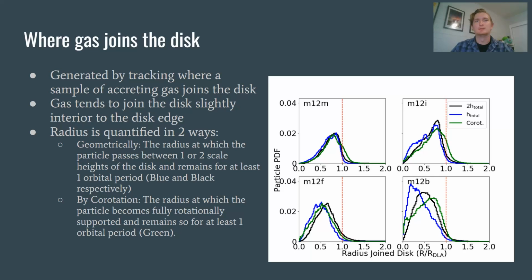The second is the radius at which the gas becomes fully rotationally supported and remains so for at least 1 orbital period, shown in the green. In both cases, we find that the gas generally joins the disk slightly interior to the disk edge. We want to note that when we normalize these plots by surface area, the distributions are relatively flat.